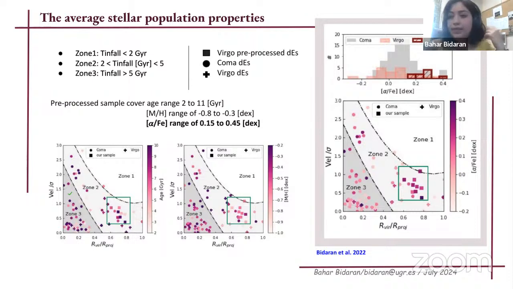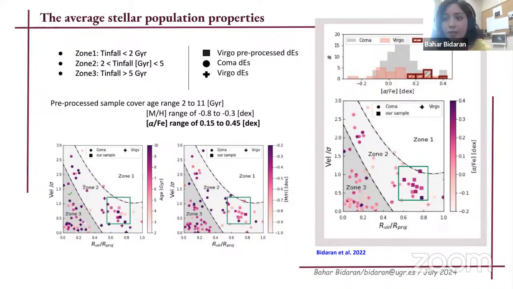In terms of metallicity, we didn't see much difference, which is expected because we are looking at dwarf galaxies of the similar stellar mass range, so we don't expect to have drastically different metallicities. But alpha over Fe, we detected high alpha over Fe values in all the 9 dwarf galaxies that we investigated, the pre-processed sample, compared to other dwarf galaxies in the Virgo with different infall time, and to other dwarf galaxies in the Coma with different infall time.